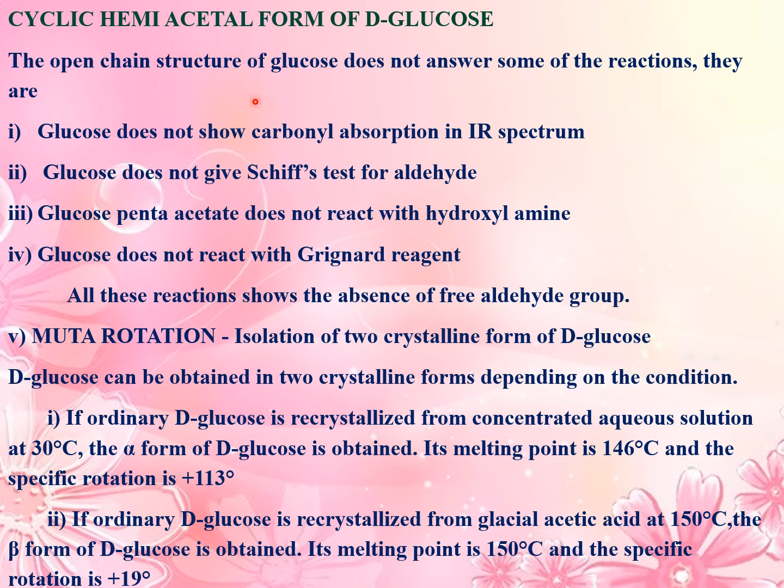The open chain structure of glucose, which we studied in the last chapter, does not answer some reactions. It does not show carbonyl absorption in IR spectra. Glucose contains an aldehyde CHO group, but it is not showing its absorption in IR spectra.